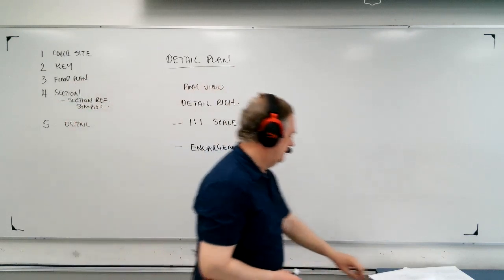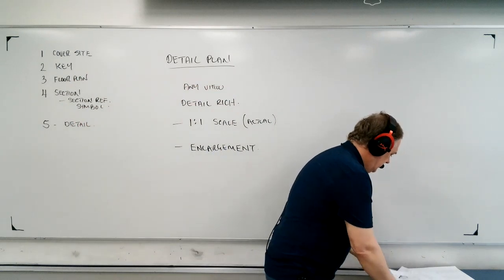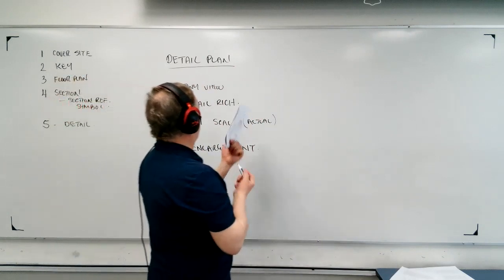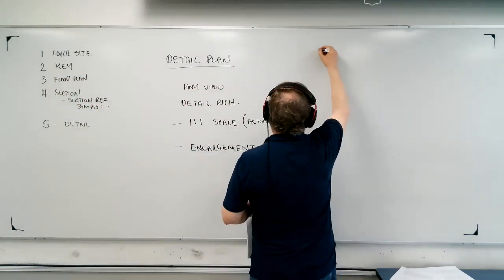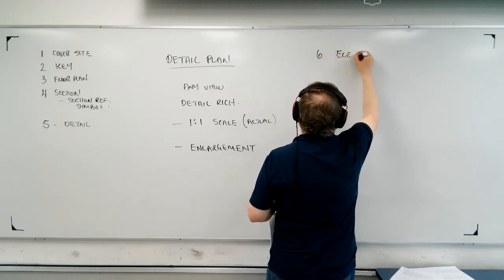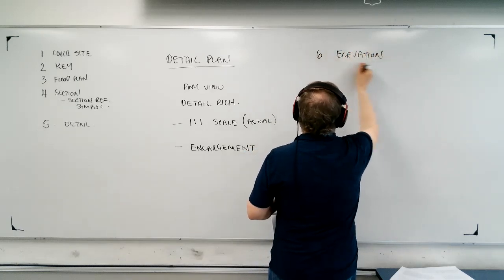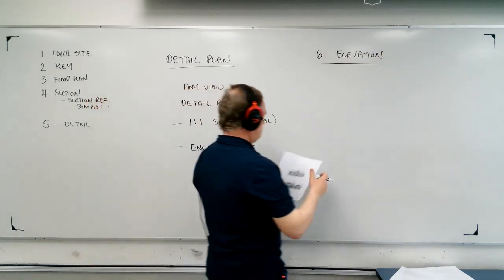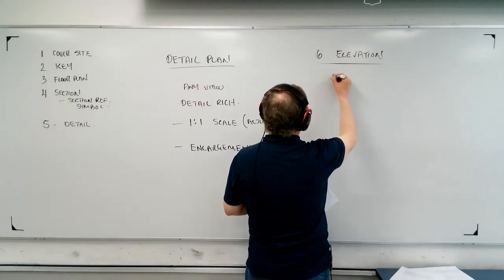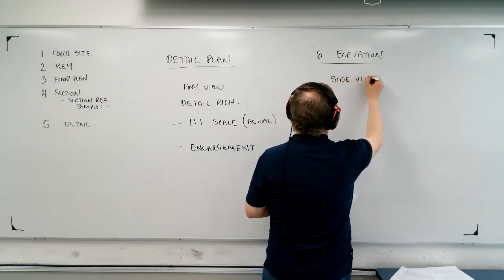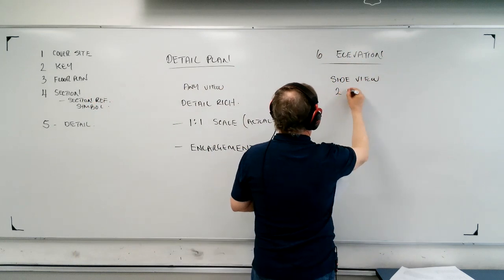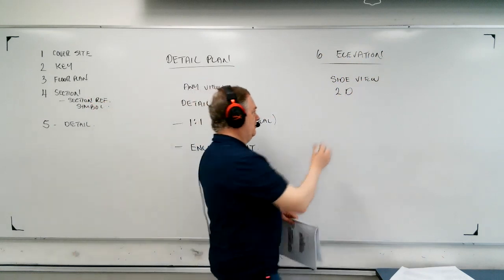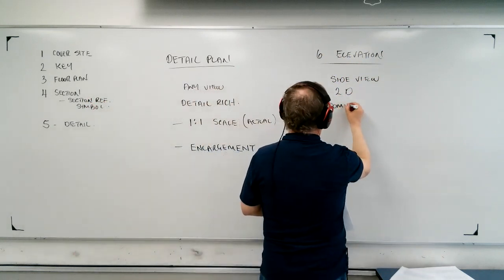Now, after the detail plan comes the elevation plan. Okay, so number 6, elevation plan. Now, the elevation plan, interestingly enough, is what we call a side view. These are side views. Normally 2-dimensional as well, okay? 2-dimensional side view. And the views are normally indicated with compass points.